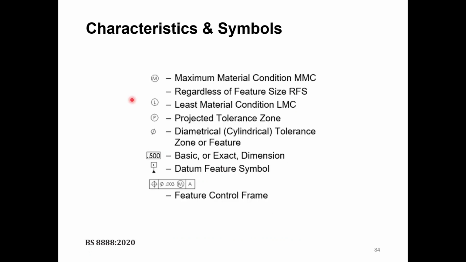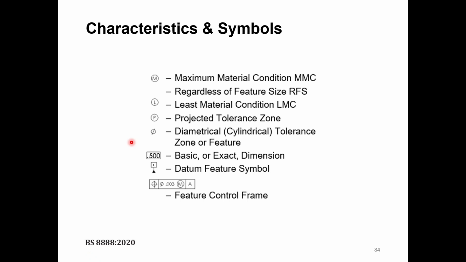The position of the center of a circle, for example, should be within specific tolerance and limits. So with these symbols, M means the maximum material condition, L is the least material condition, and P is called the projected tolerance zone. This is a bit advanced, and it would take some time to explain, so please try to do some research about this. Phi is the diametrical or cylindrical tolerance zone. We'll talk about this more in the last session.